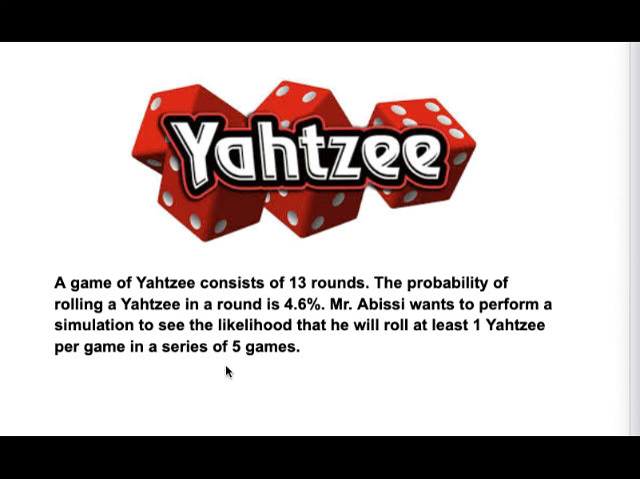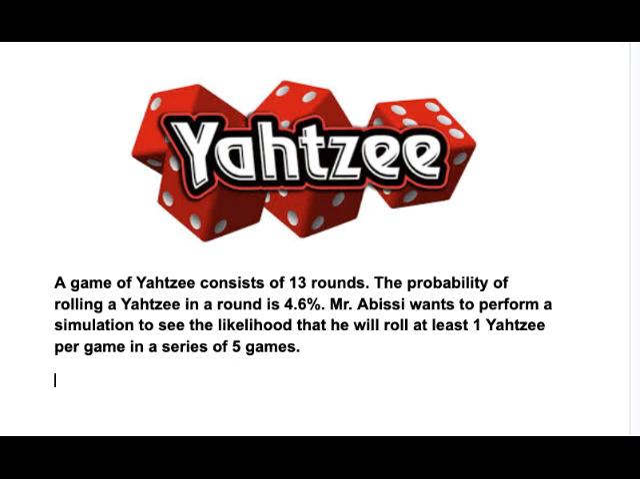Hi everyone. I want to show a quick simulation example using one of my favorite games, Yahtzee. A game of Yahtzee consists of 13 rounds, and the probability of rolling a Yahtzee in a round is 4.6%. Mr. Abissi wants to perform a simulation to see the likelihood that he will roll at least one Yahtzee per game in a series of 5 games.